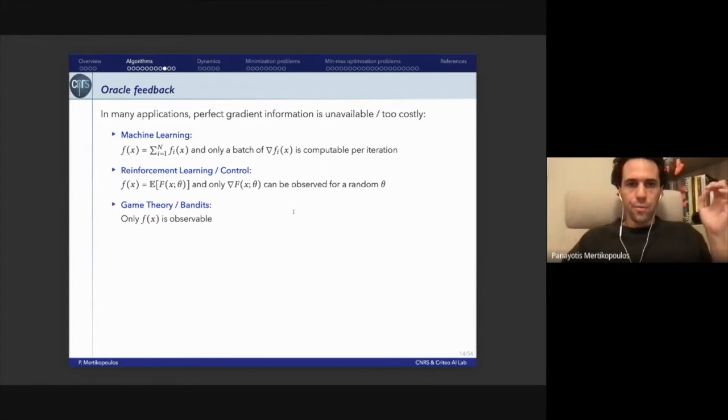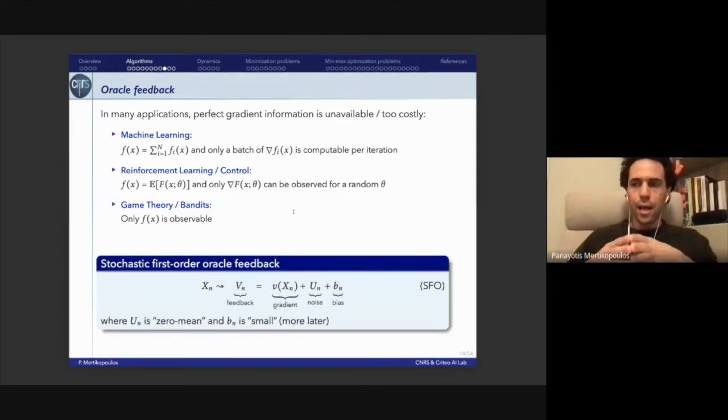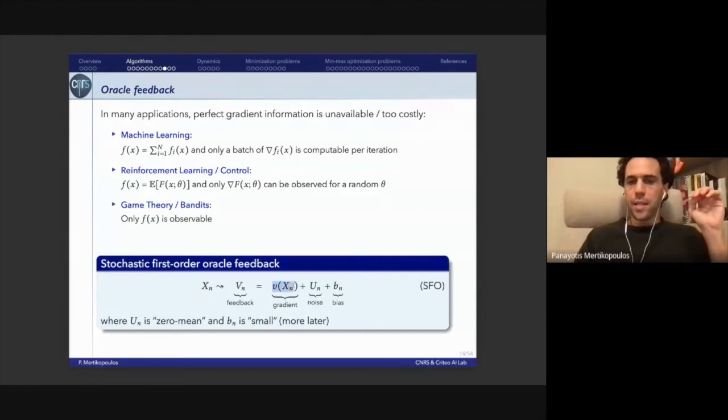So before going forward, I would simply like to make a point regarding the type of feedback that we are using to run these algorithms. I'm not going to be focusing on the case of perfect, deterministic gradient feedback, because in many cases, in machine learning, in reinforcement learning, and in applications to bandits, this is something which is quite difficult to calculate. So I'm going to be assuming throughout that we only have access to a stochastic oracle. I will come back to this. But for now, just keep in mind that instead of making an update based on perfect gradient information, we are updating based on some noisy, perturbed version of the gradient, including perhaps some non-zero bias. And we will see where this becomes important.